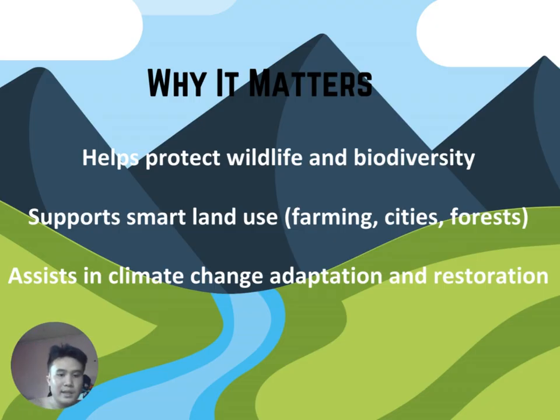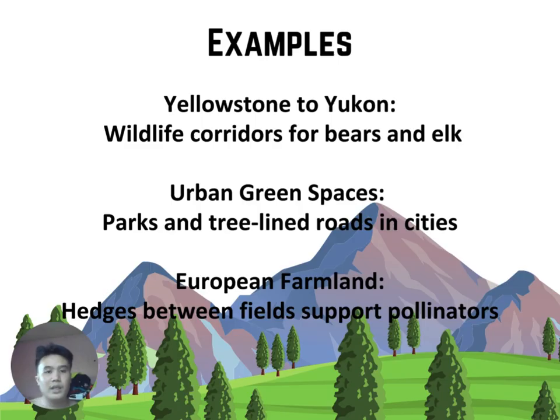Next, we have the examples. First, the Yellowstone to Yukon Conservation Initiative. This is a protected region in North America that connects areas from the US to Canada. It helps large animals like grizzly bears and moose move safely between habitats. Dili lang sila confined in one place, so healthy ang ilang population.